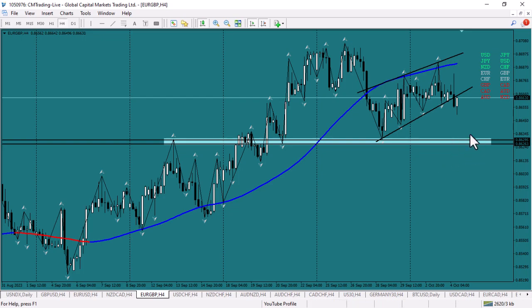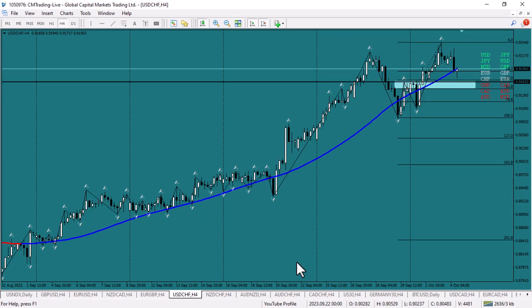And this could be a nice setup for us on a 1 hour reversal, candle reversals, 4 hours, any pattern, any reversal pattern that you do like. This is the level that I look for at the euro pound, as long as the euro stays stronger than the pound. Next, the US Swiss.